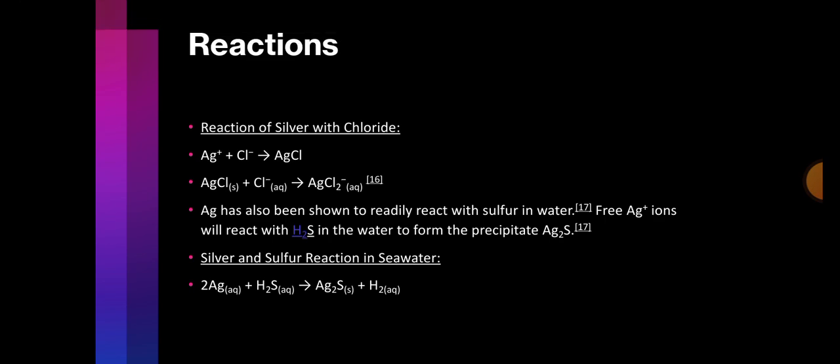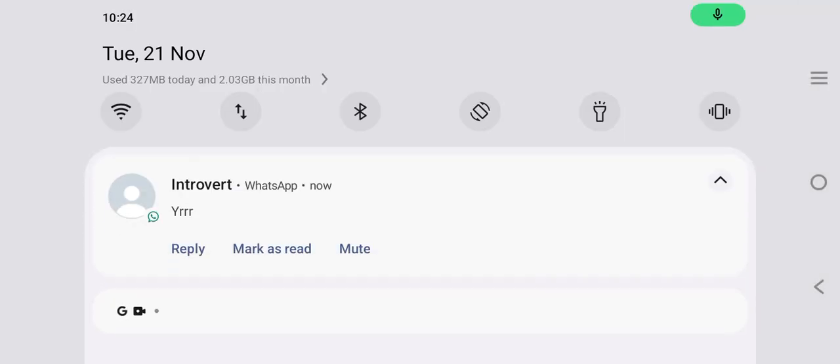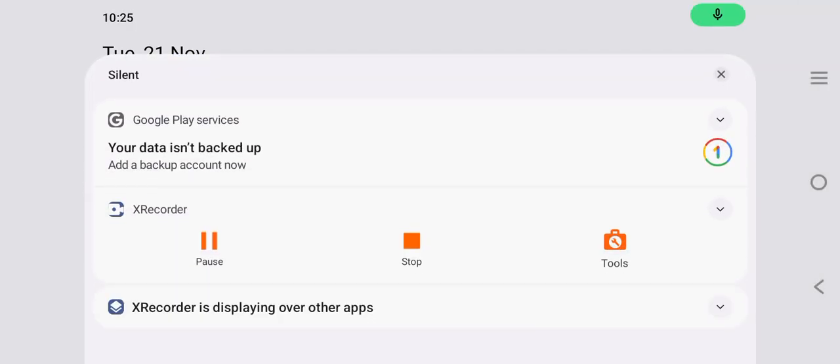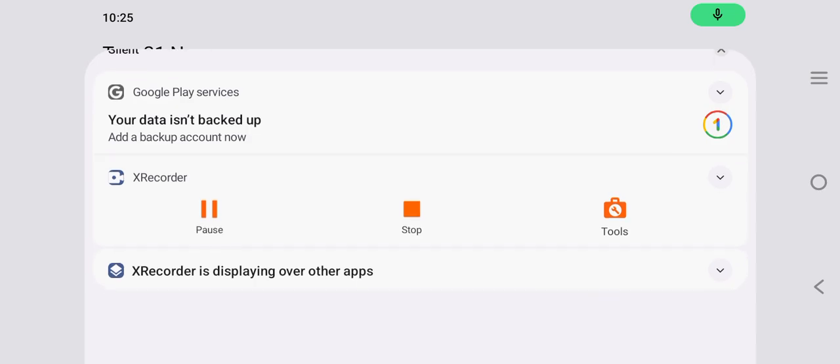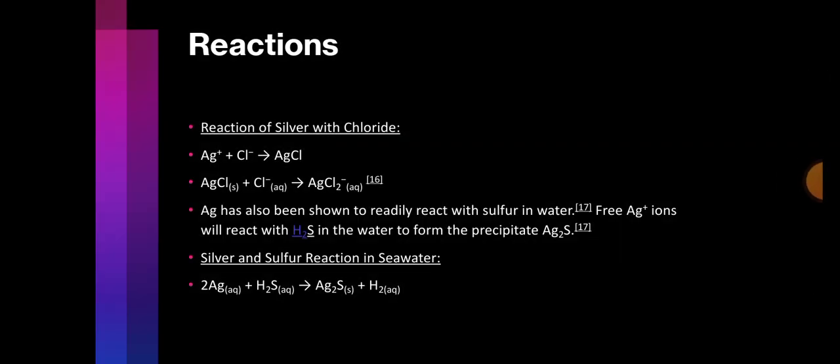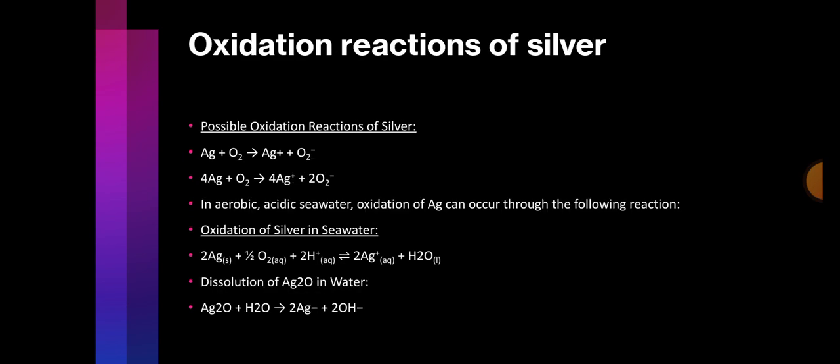Silver has also been shown to readily react with sulfur in water. Free silver ions will react with sulfur in the water to form the precipitate silver sulfide. Silver and sulfur reaction in seawater: 2 moles of silver plus H2S will give us silver sulfide plus hydrogen. Oxidation reactions of silver. Possible oxidation reactions of silver are as follows.